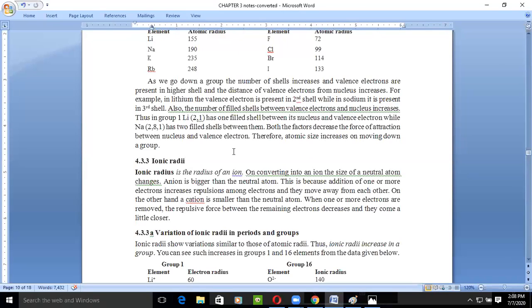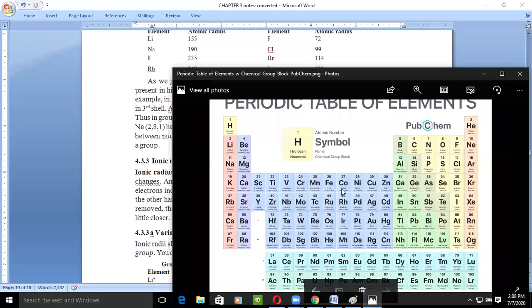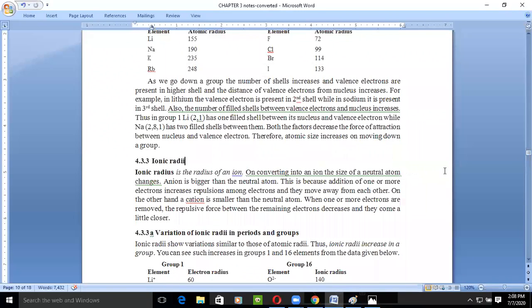So this is the first point which you have to learn, that atomic size decreases when we move along the period, from left to right, but when we move down the group, the atomic size will increase. Perfect, because of the participation of higher shells in electron filling. This led to the increase in the atomic size. Okay, now we talk about the ionic radii.